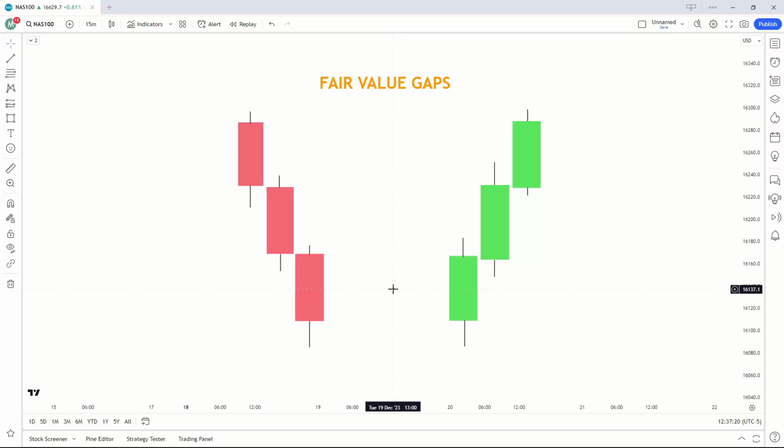Fair value gaps are one of the most important ICT concepts, however they are so often misused. Now in today's video I'm going to be running from A to Z how to use fair value gaps, what are fair value gaps. I'm going to give you guys a full breakdown.